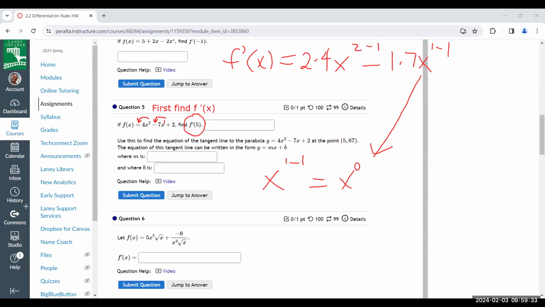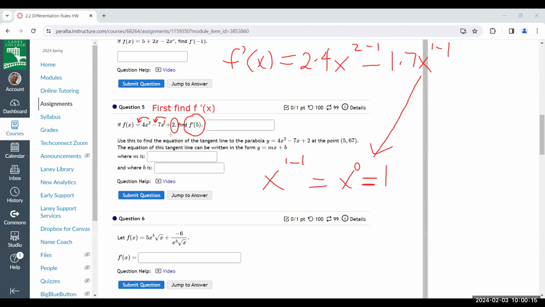And then any number raised to the power of 0, you might remember this, as long as it's not 0 itself that you're raising to the power of 0, is just 1. And so for the derivative of 7x, or negative 7x, you actually just end up getting negative 7 times 1, which is just negative 7. So that actually will help us understand finding the derivative of just the 2 here at the end.